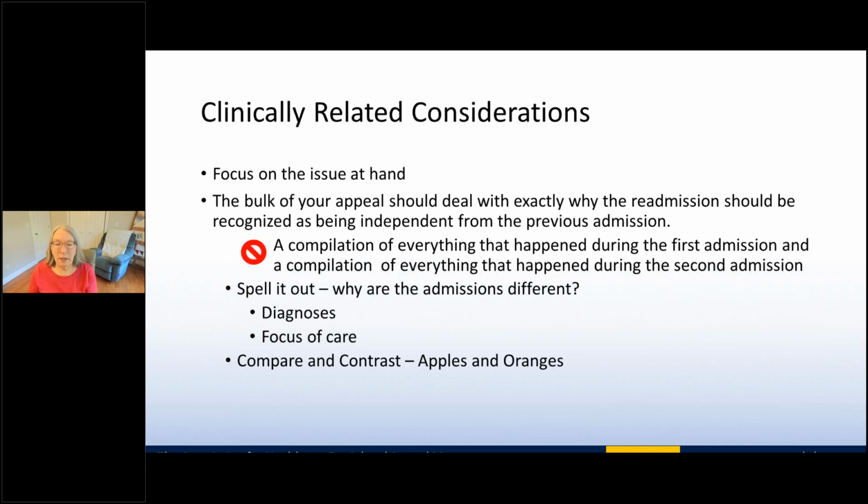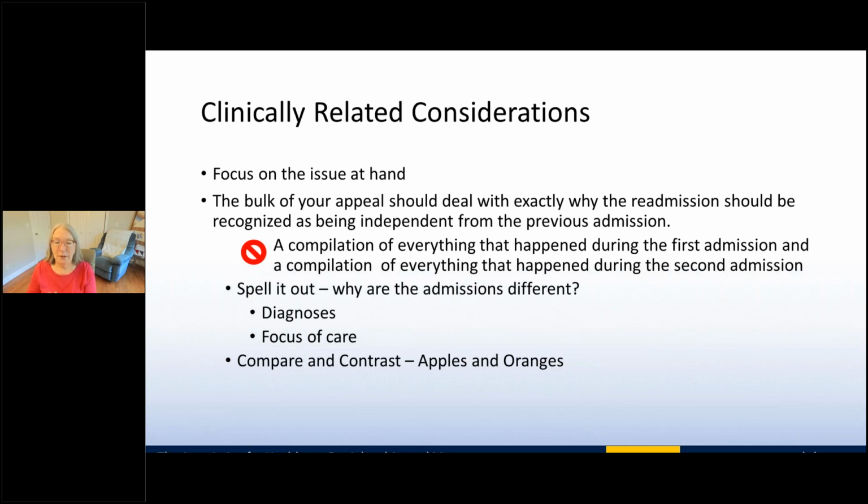Make sure you're focusing on the issue at hand. So the bulk of your appeal should deal with the exact reason why the readmission should be recognized as being independent from the previous admission. Like I said, if you don't know exactly what they're looking at, I would go through all of those. It's not clinically related. It was not potentially preventable. The patient was not discharged early. Argue all of those. Do not just give a compilation of everything that happened during the first admission and a compilation of everything that happened during the second admission, because that's not going to do it.